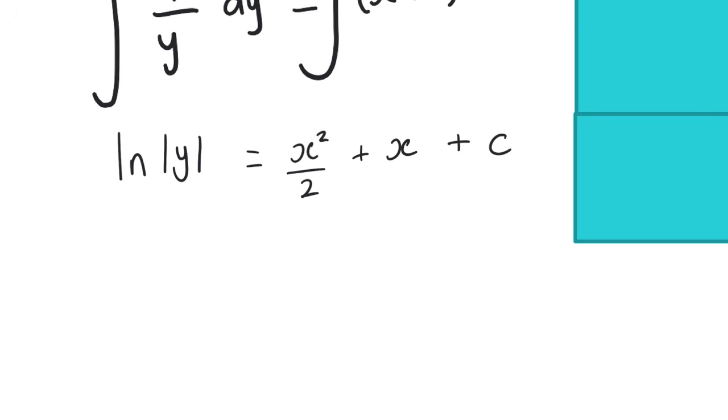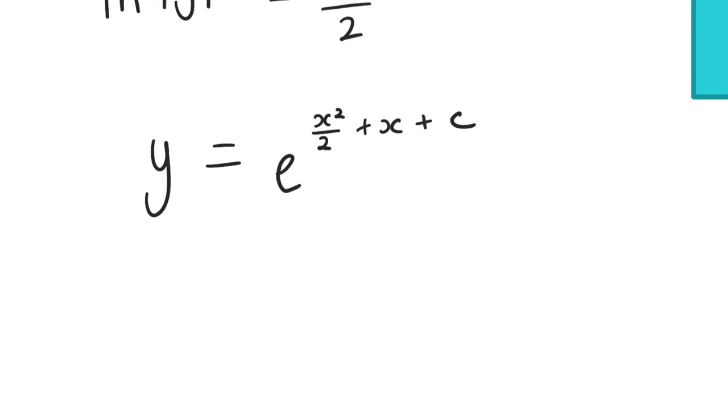y equals. How would we now get y equals? We e both sides, right? So we're going to get e to the x squared over 2 plus x plus c. Everyone happy with this? However, we're not going to leave it in this form, and this is why. Because this is technically the same as y equals e to the x squared over 2 plus x times e to the c, which is like our constant.